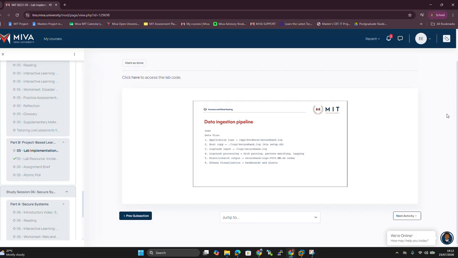Then for the data ingestion pipeline, there are 6 steps that we use for the data flow. Step 1 is where you have the application logs, and the application log is stored in the evidence directory, and the name of the file is securebank.log. Then the second layer is the host copy, where you make a copy of the secure log into the logs directory. That happens when the setup.sh file is executed, like we did in some labs back. And then step 3, we have the Logstash input, which also shows the log file stored in the logs directory.